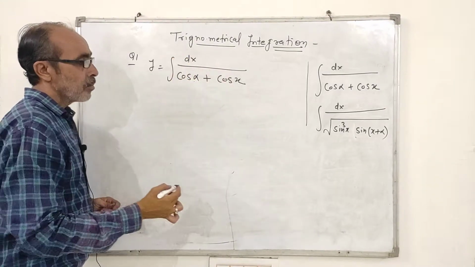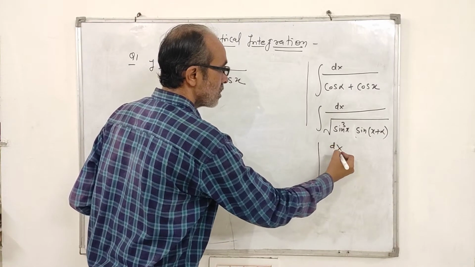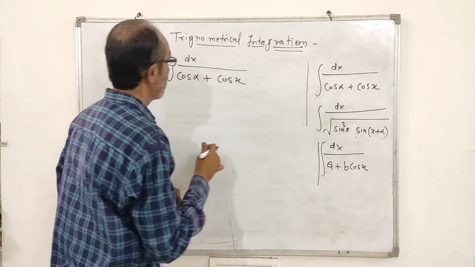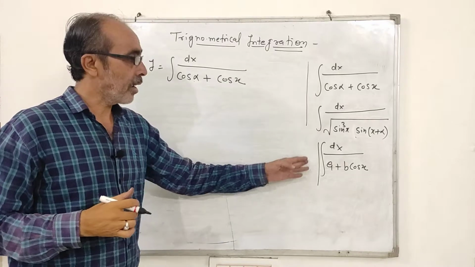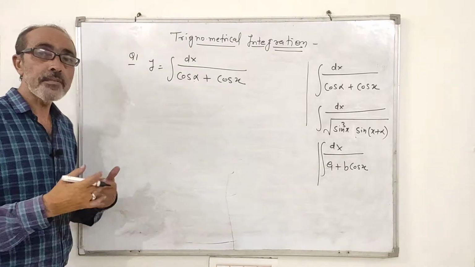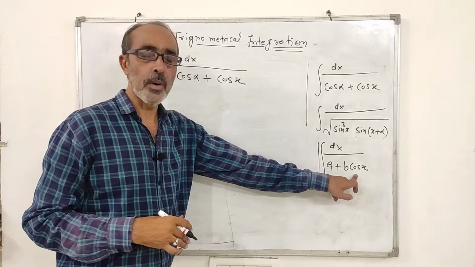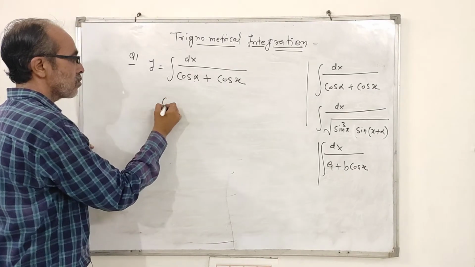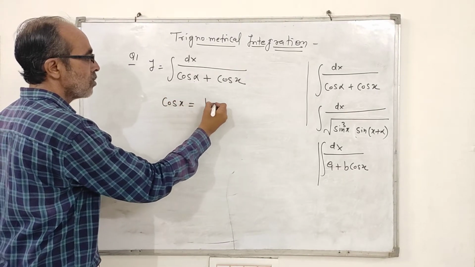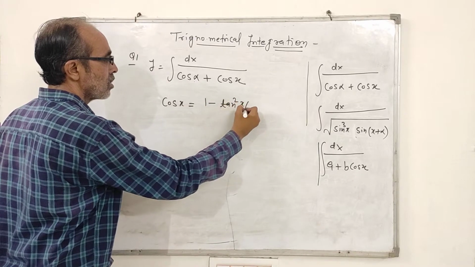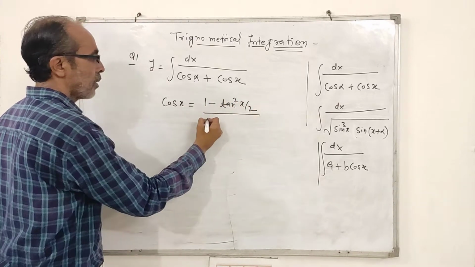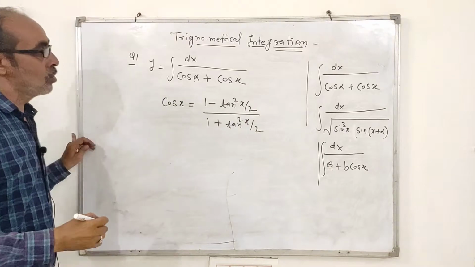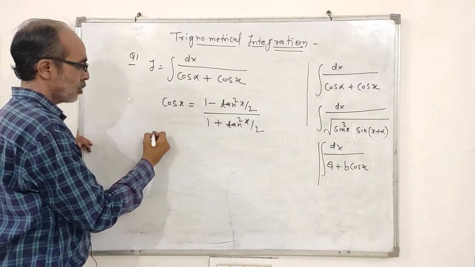In this question, dx divided by cos alpha plus cos x, the variable is x but alpha is constant. The integral has the pattern dx divided by cos alpha plus cos x, and according to this pattern, as I explained in the previous video, we use the half angle form of cos x in terms of tan x by 2. So I write the value of cos x is equal to 1 minus tan square x by 2 divided by 1 plus tan square x by 2. So we solve this question.